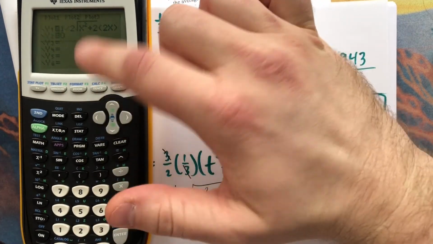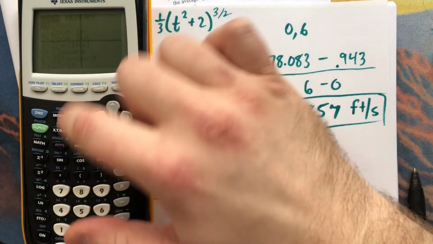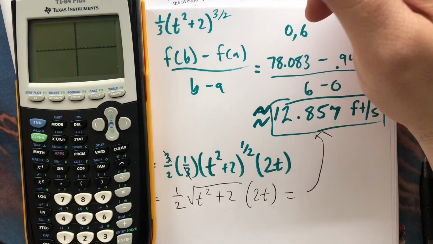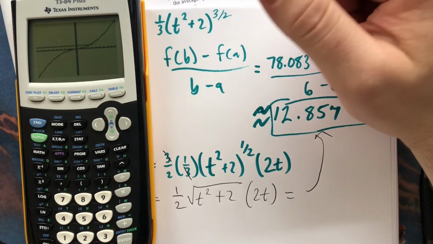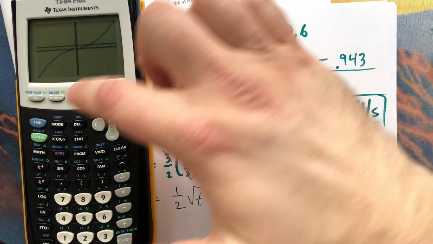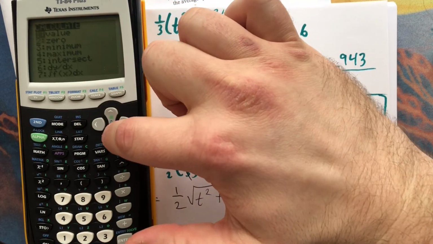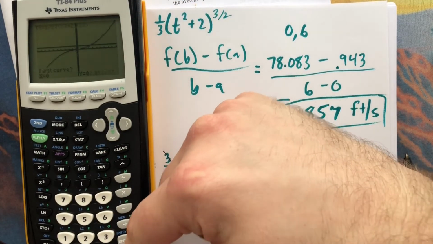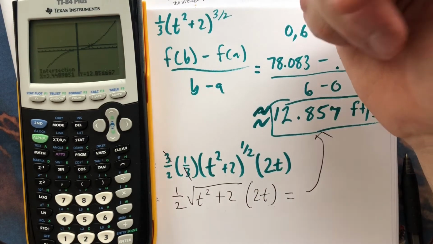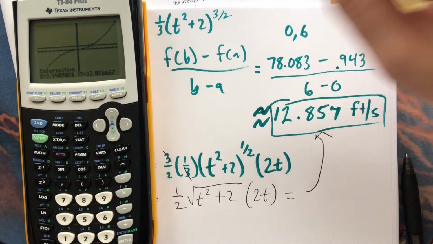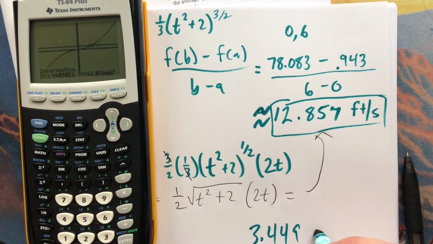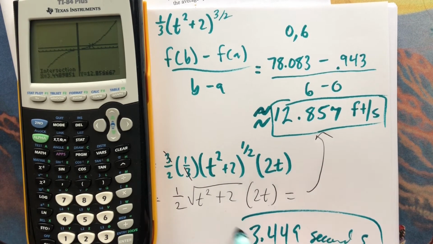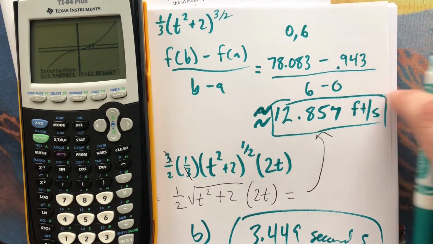And then I can go to my graph. Oh wait, I should zoom fit. So where they intersect, that's our answer, right? So I do second calc, intersect, first curve, second curve, guess. I got 3.449 seconds. That's what I got for part B.